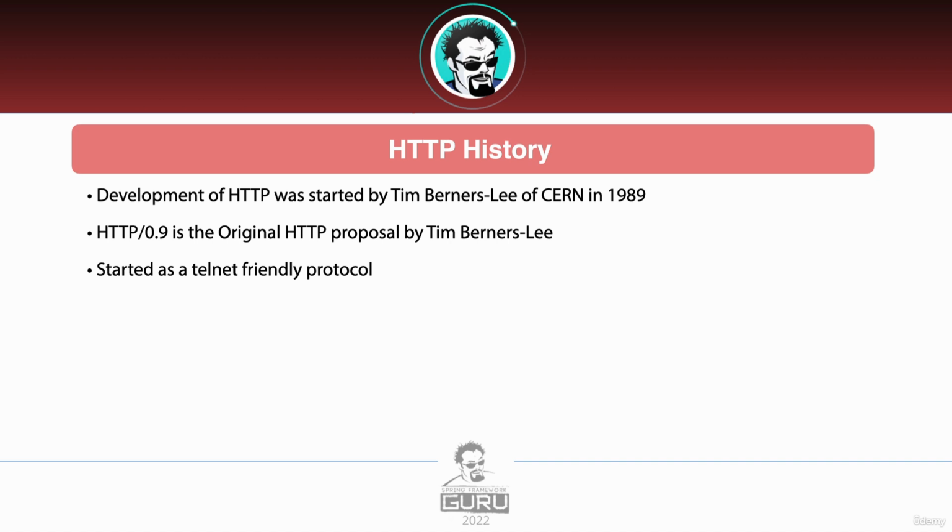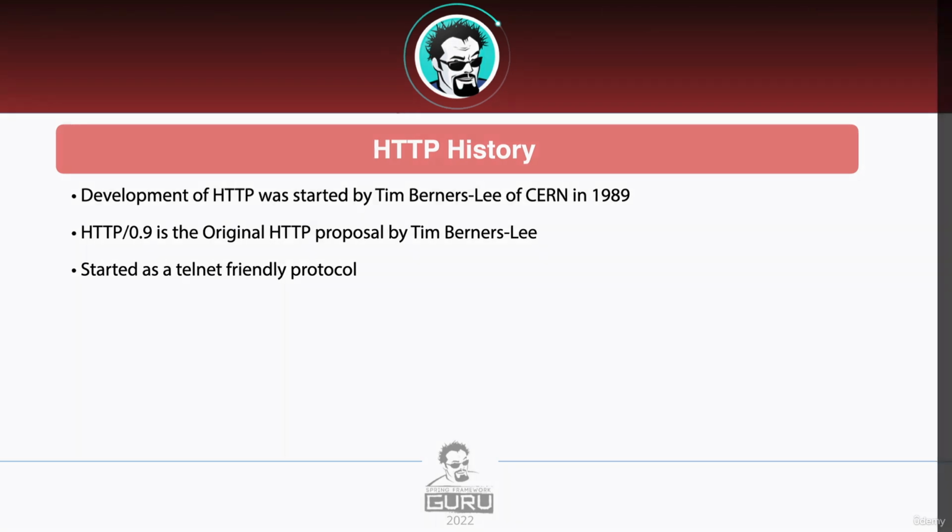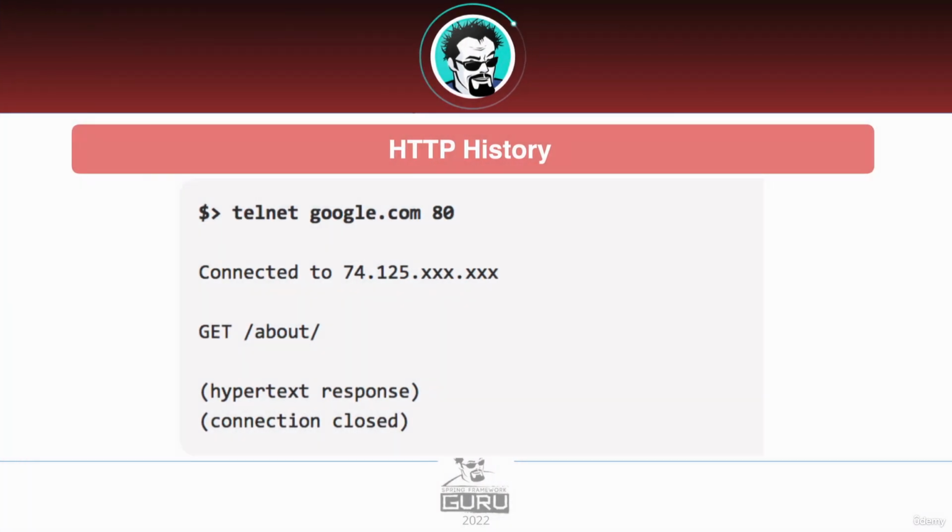So HTTP 0.9 is the original proposal. It started off as a telnet-friendly protocol. So a little bit of history. You can literally do a telnet to google.com on port 80. It will connect to it, and you can issue HTTP commands right from a telnet session. I'm not sure if modern computers still include telnet or not.